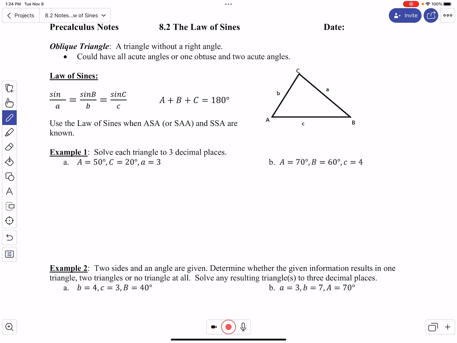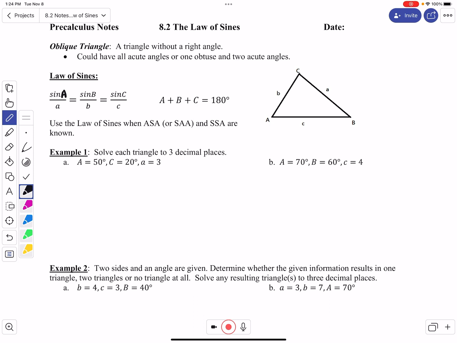And when we have this, you're going to have the sine of A, which is an angle, over the side of A. And notice, there should be an A right there. Notice A, the angle, is opposite from side A. And same thing, your sine of B is opposite from side lowercase b. And same thing with sine of C is opposite from side C. And all of your angles should add up to be 180 degrees.